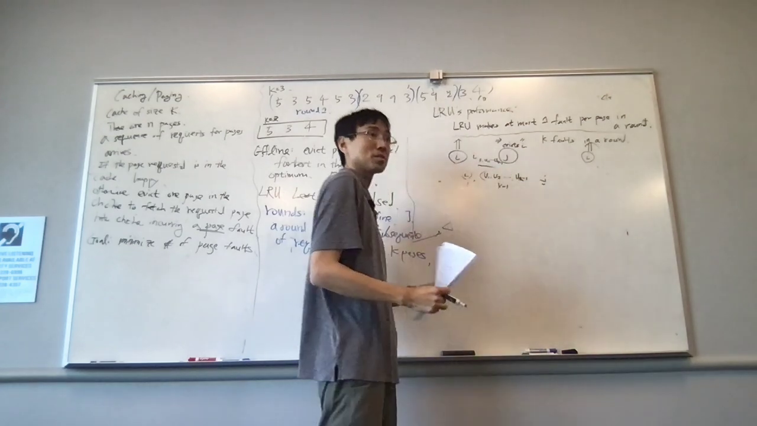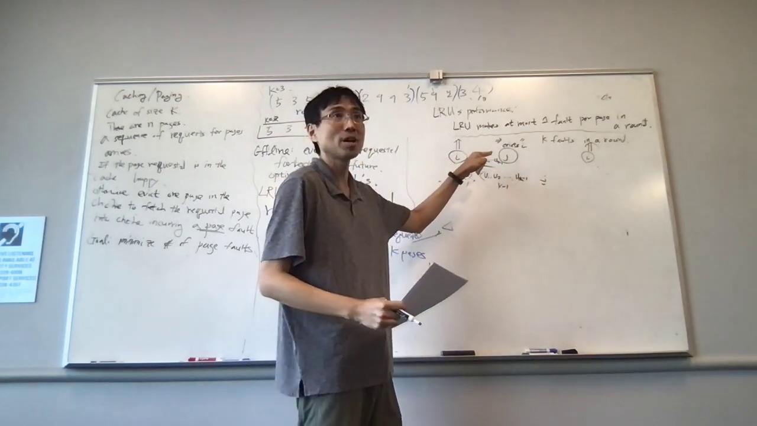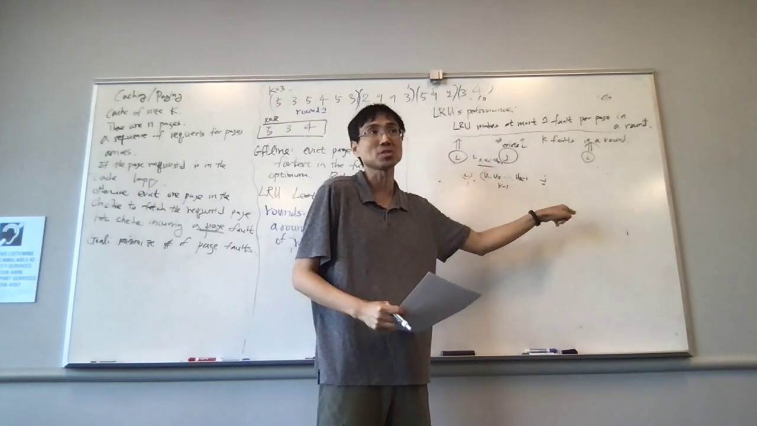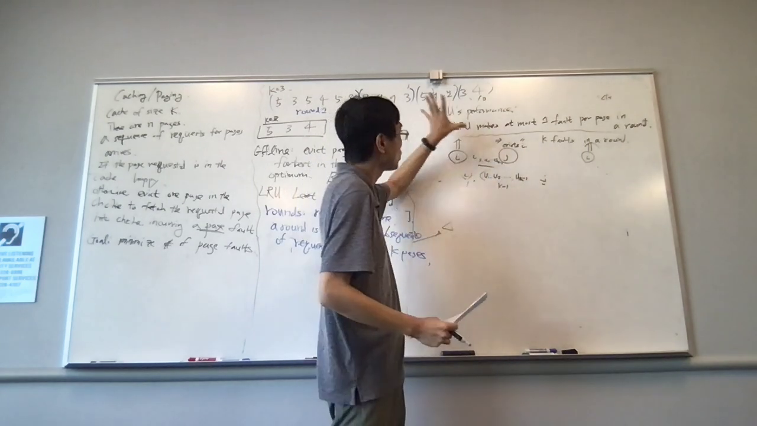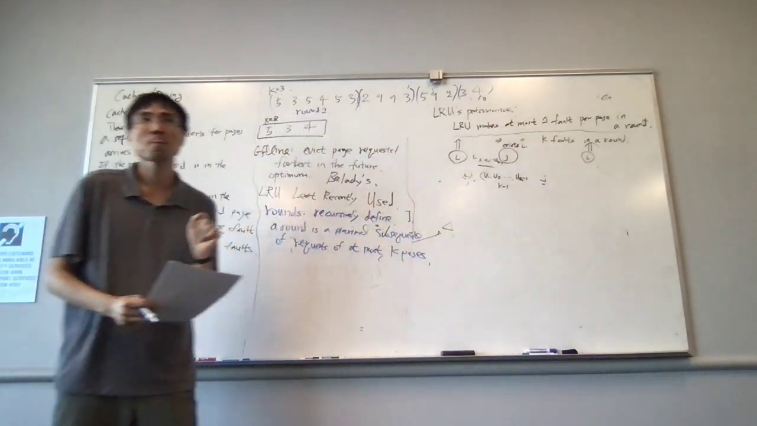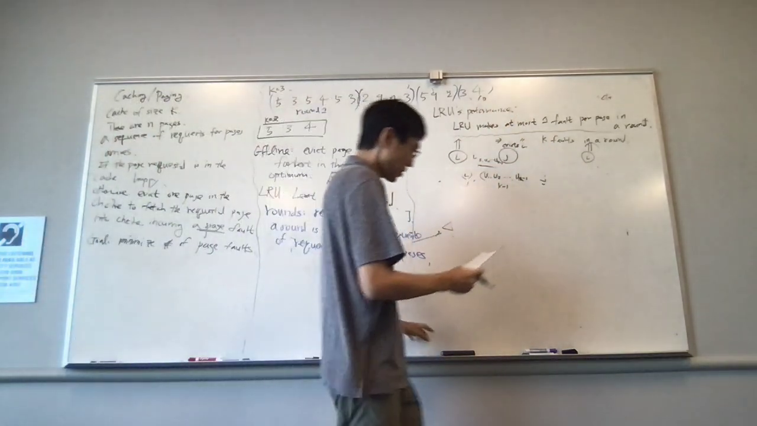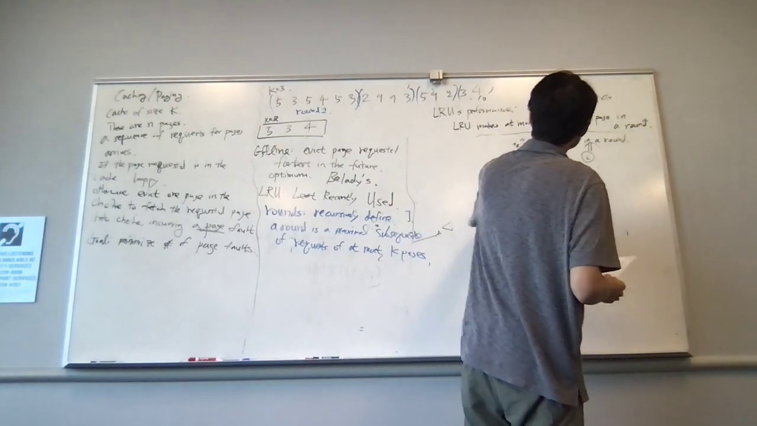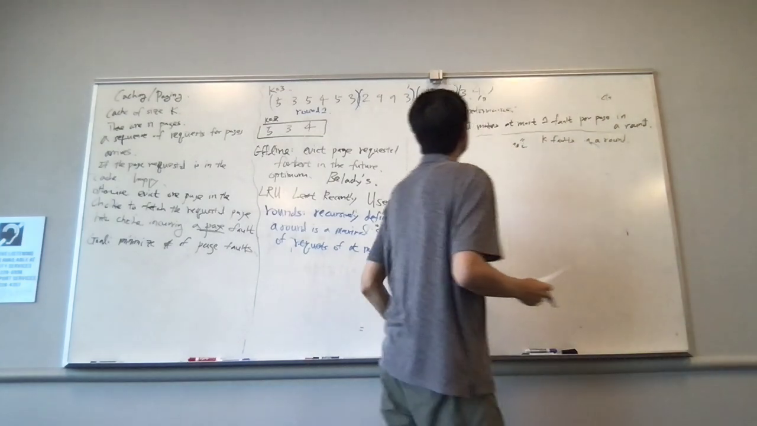Then it contradicts the definition of a round, because you have seen K plus 1 different pages here. So in one round, this cannot happen. Agree? Good. So LRU makes at most K page faults in a round.